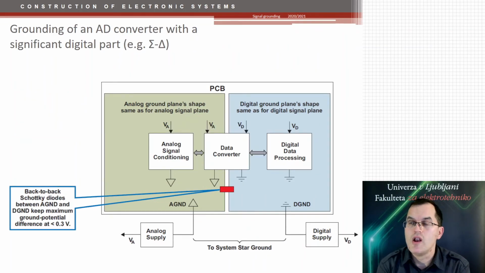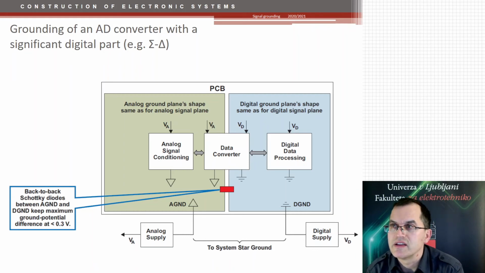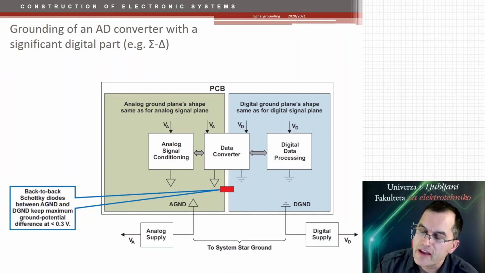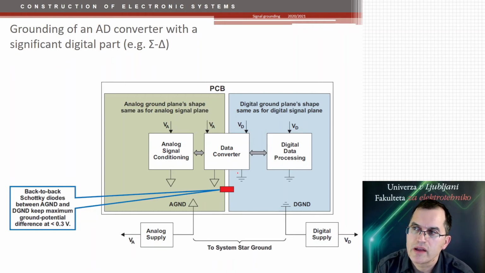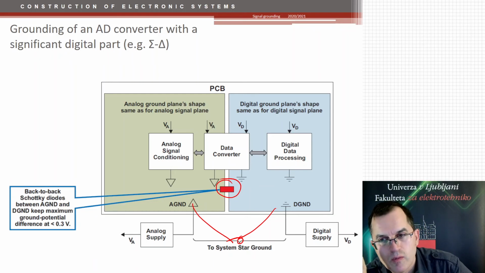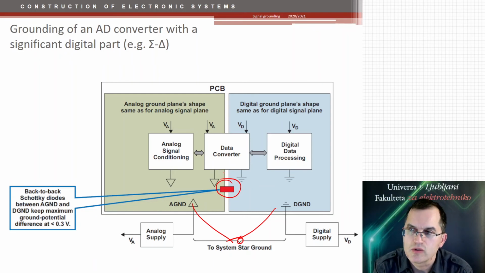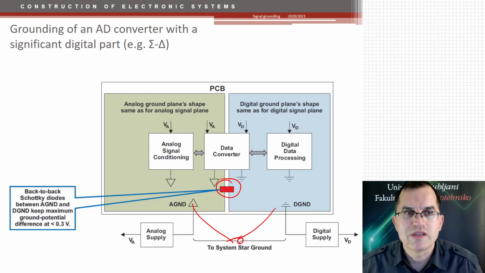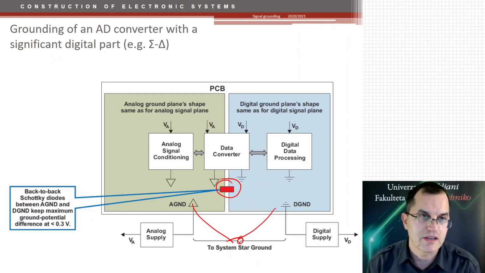What about when you have a lot of digital parts in the data converter, such as a sigma delta, which has a significant digital part and a very minor analog part? In this case, the digital part of the data converter is very noisy, and therefore we have to provide a separate power supply and ground for that one. But not to forget, these two grounds are connected at the star point here. Therefore, we have to put two back-to-back Schottky diodes there to minimize the voltage difference between these two grounds close to the data converter. So these are just two examples of how we separate grounds for the analog and digital parts of your circuit.